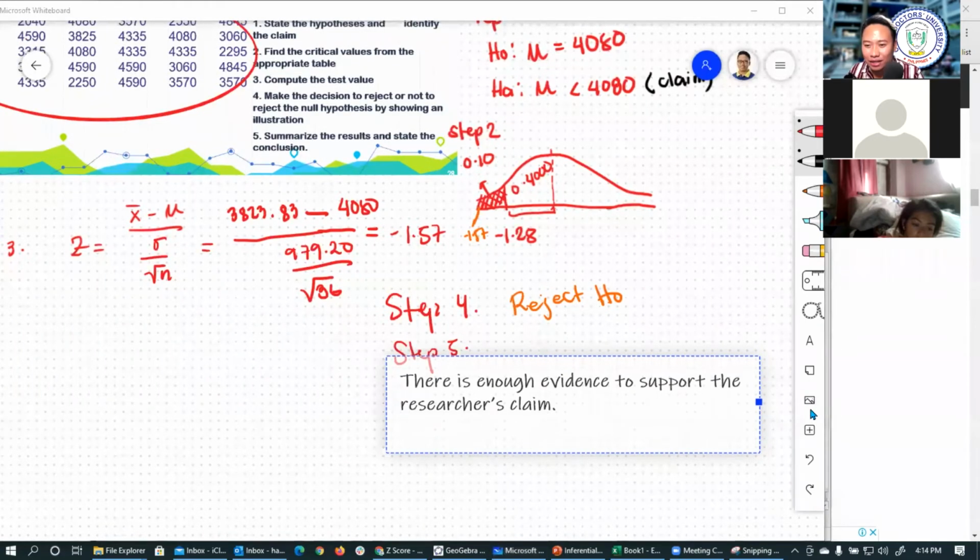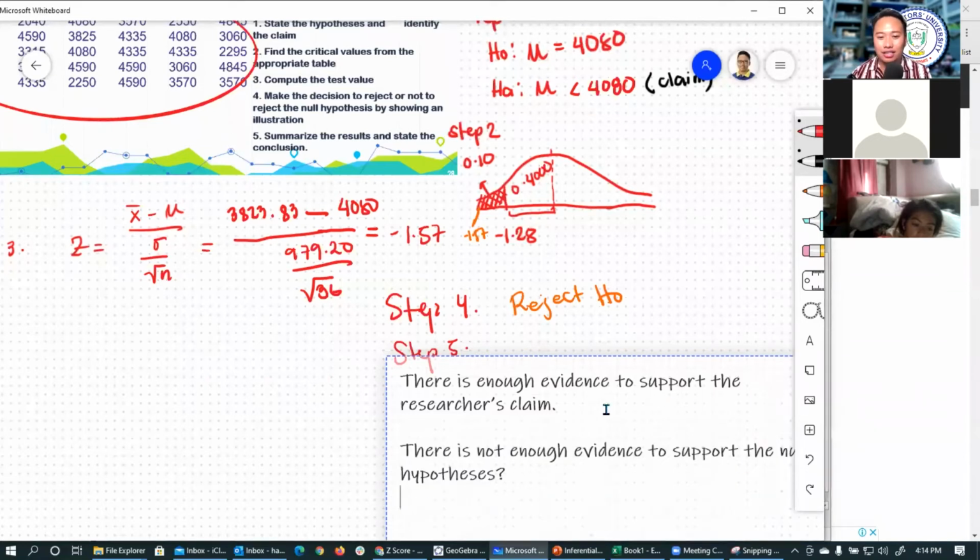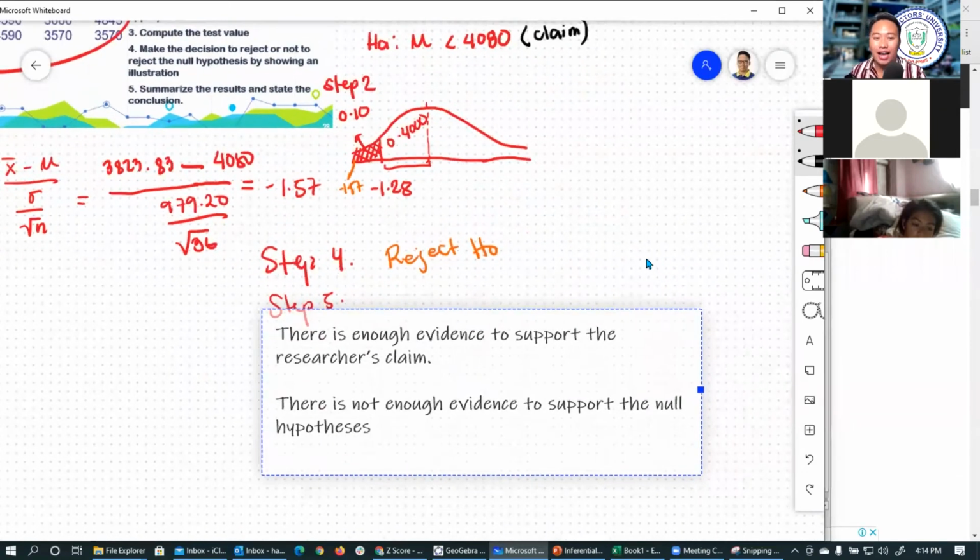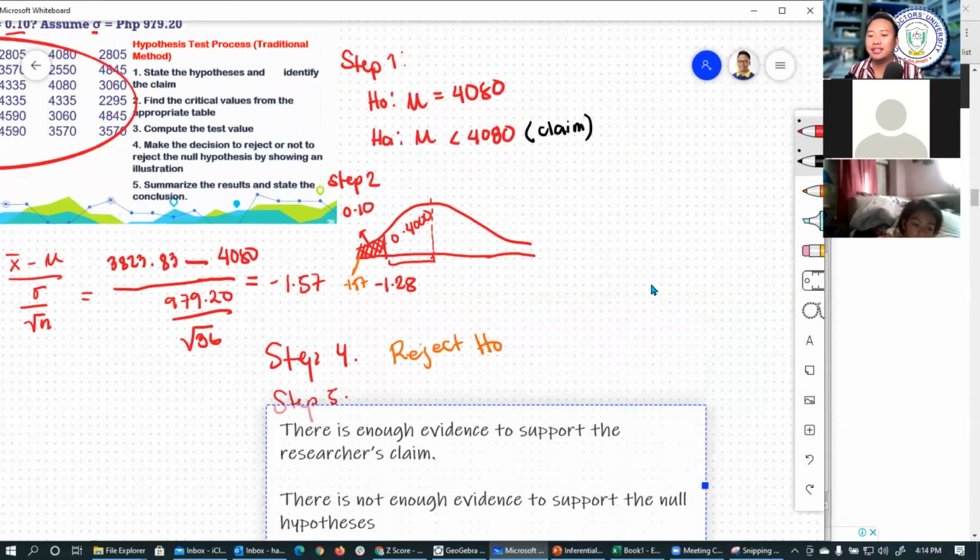And I will also write Velos's. So we can choose either Velos's or Sano's answer. Sano's says there's enough evidence to support the researcher's claim. Velos's says there's not enough evidence to support the null hypothesis. Because in the first place, we are rejecting it. We're not supporting the null hypothesis. So Velos is also right.